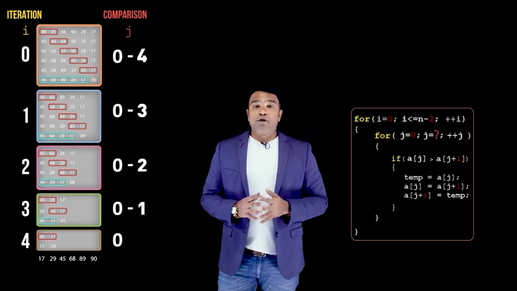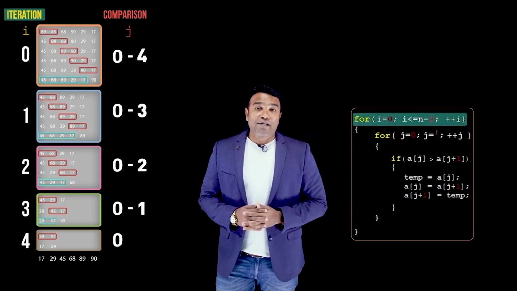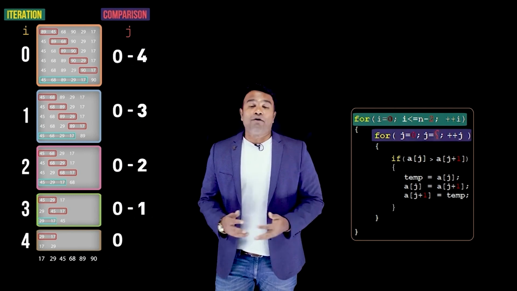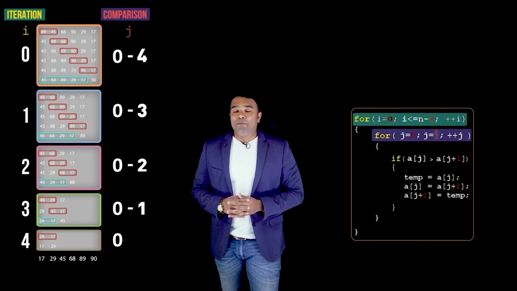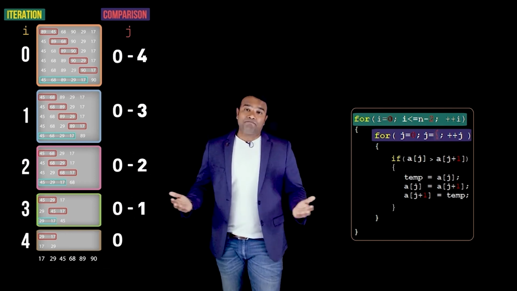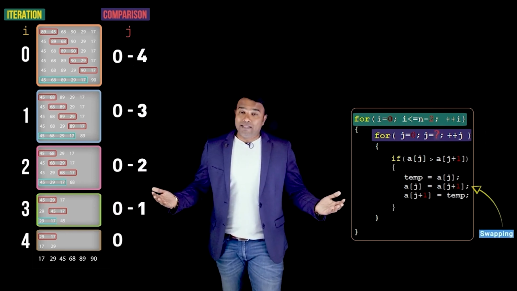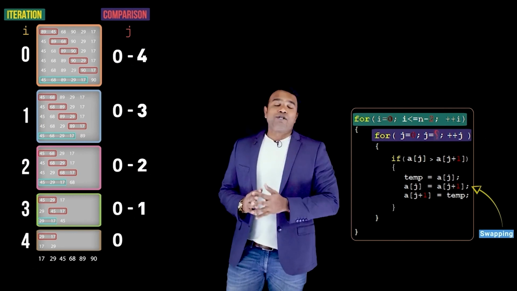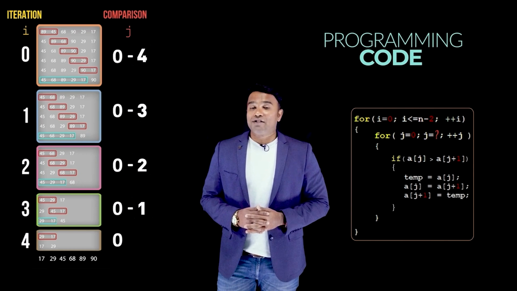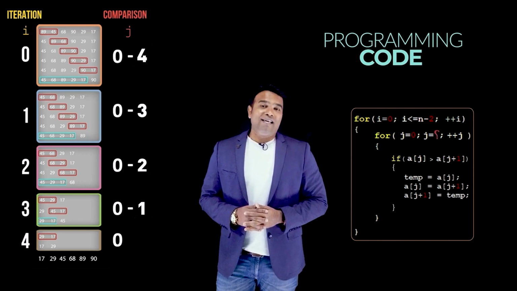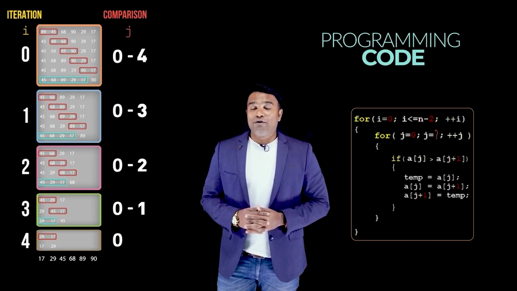You know, the outer loop is taking care of the number of iterations, the inner is taking care of the number of comparisons, and within each of these, each time I am verifying, and if in case there is a need, I am swapping it as well. So this is the way we can convert all of this to programming code, but the larger challenge still remains as to what is the upper limit of the value of j.